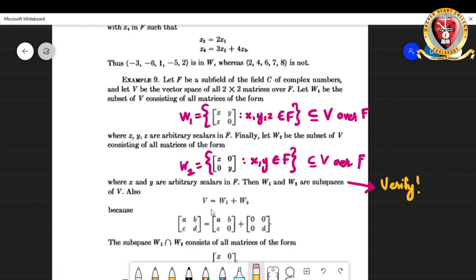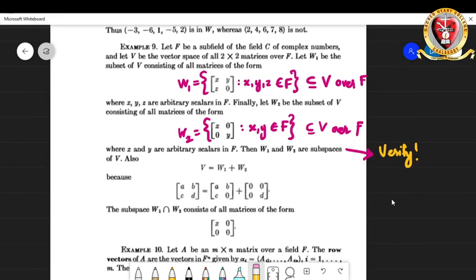Also, V is equal to W1 plus W2. Why? Because take an arbitrary element, matrix A, B, C, D inside V. This A, B, C, D inside V can be written as matrix A, B, C, 0 plus 0, 0, 0, D. The first matrix is coming from W1 and the second matrix is coming from W2. So any matrix inside V can be split like this and added up. That means we can write V is equal to W1 plus W2.